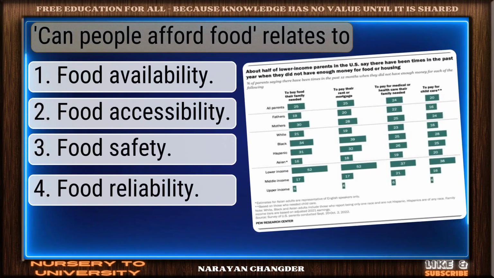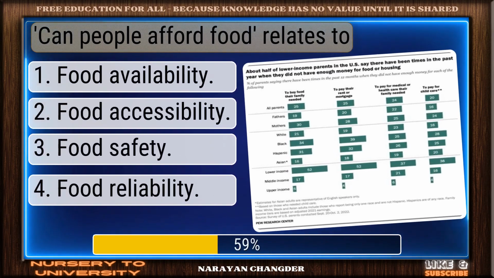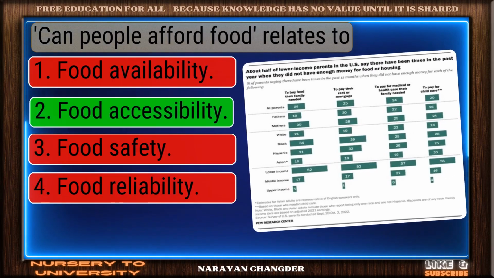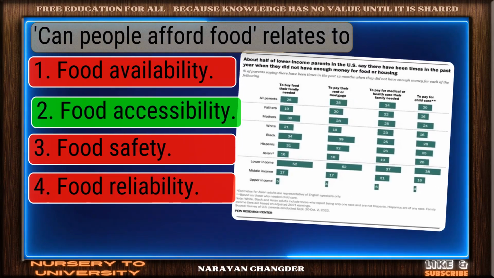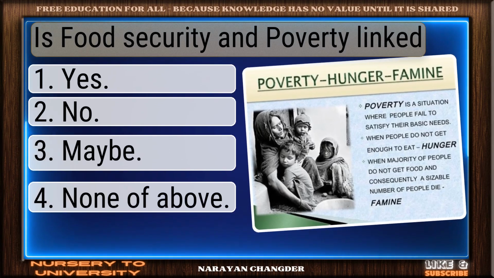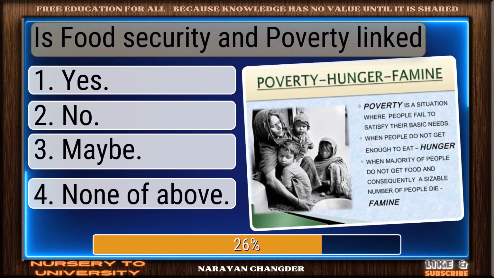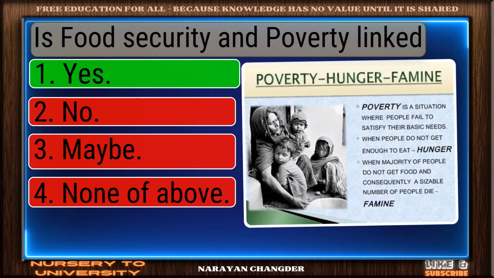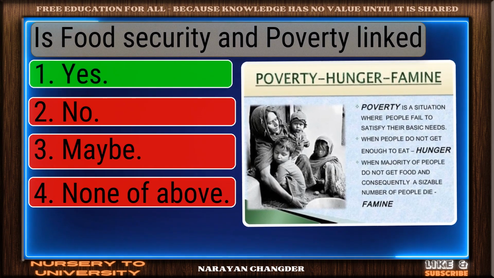Can people afford food relates to? Nice selection. Food accessibility is the correct and valid answer. Is food security and poverty linked? On track, yes is the correct answer.